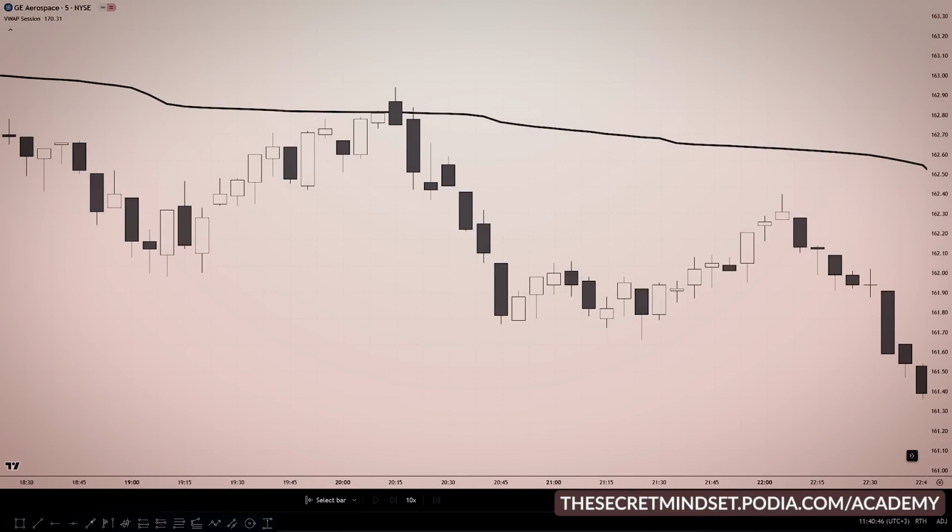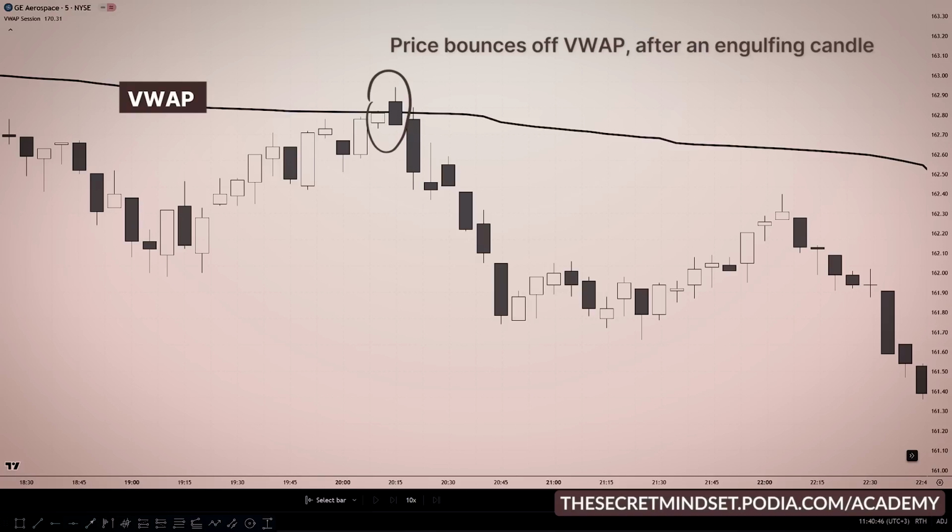In this example, we see price approach the line from below. This suggests that sellers have been in control, but price is now entering the equilibrium zone. As price touches the main line, we see a large bearish candle form. This candle completely engulfs the body of the previous candle. This is our signal. The next candle continues to move downward.